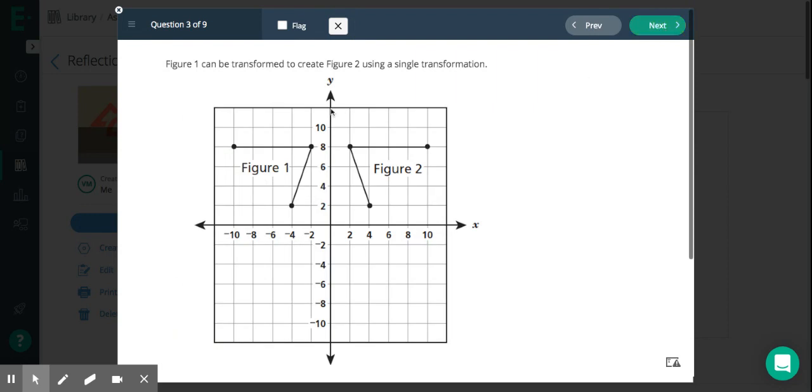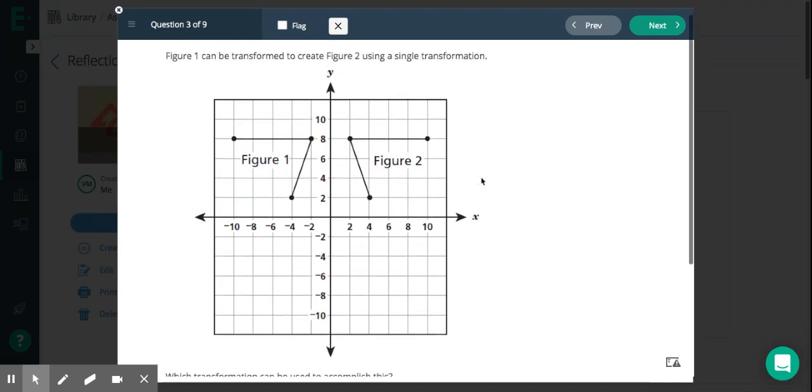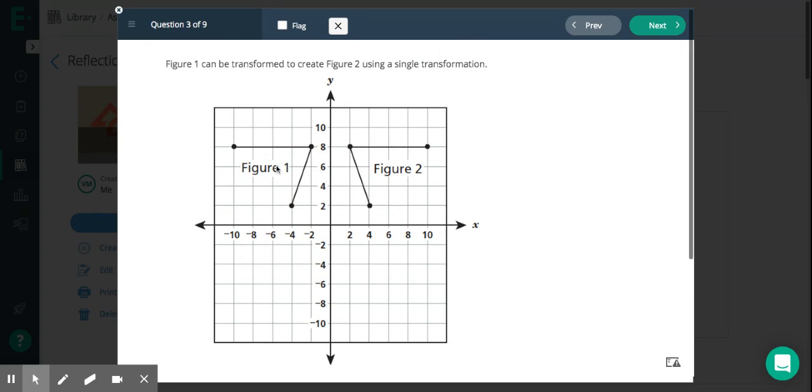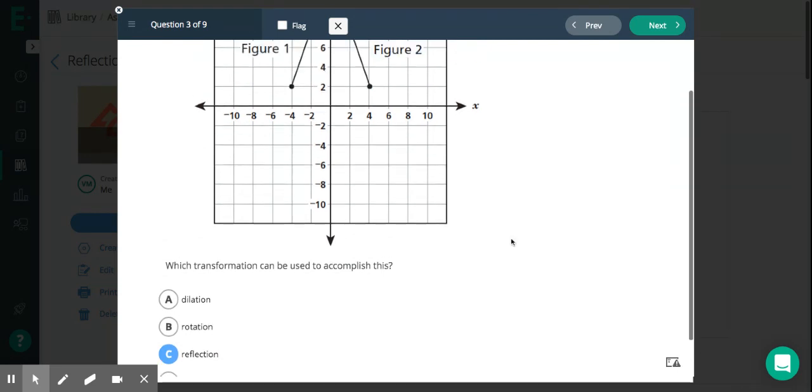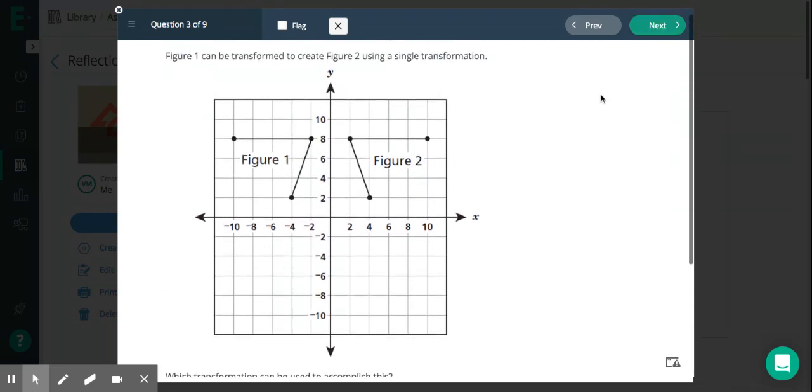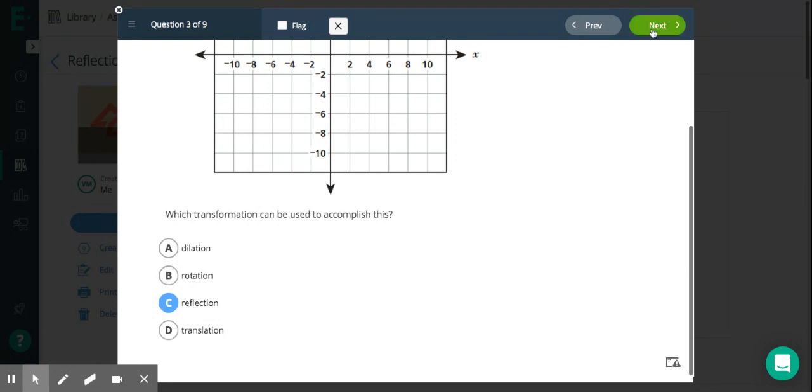All right, now let's take a look at this one. Figure 1 can be transformed to create figure 2 by using a single transformation. So we want to figure out, okay, what did they do? So I look at the images. It's not in the same orientation, so it's not a translation, because a translation would be sliding around your coordinate plane. It's not a rotation, so my image doesn't look like it was turned. It is reflected, and it was reflected along this y-axis here. So it was a reflection, okay? All right, so number 3, reflection.